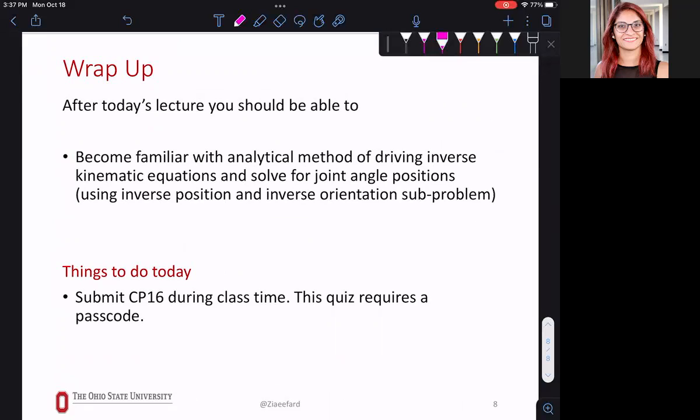The password is fall 2021, all lowercase, no space between them. You have to submit in 20 minutes, and I think it's more than enough.